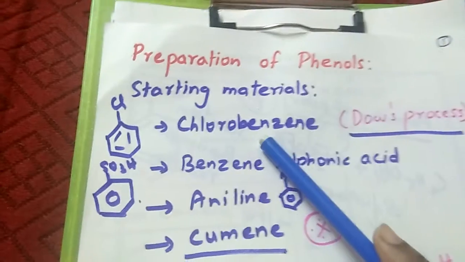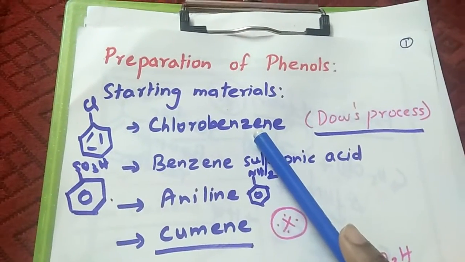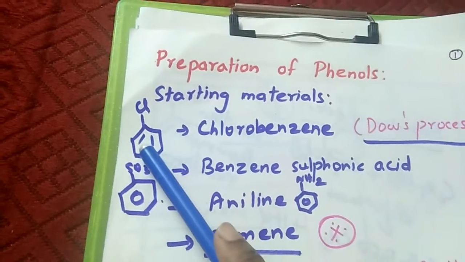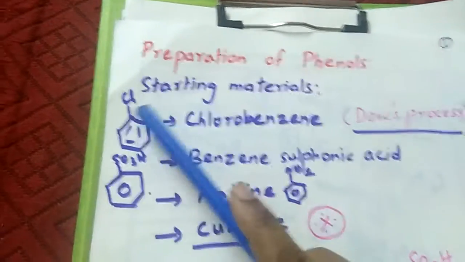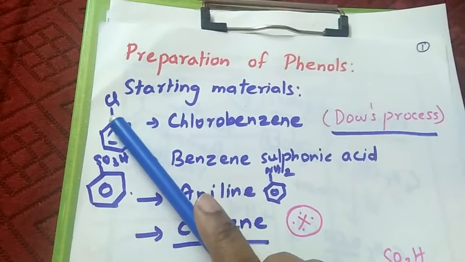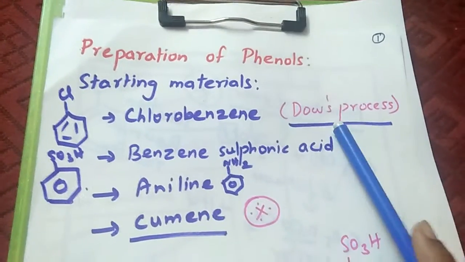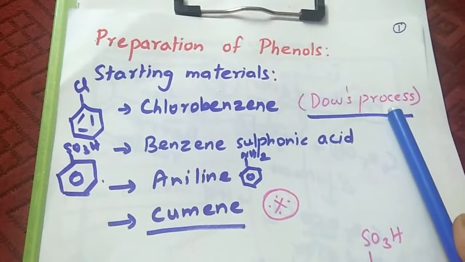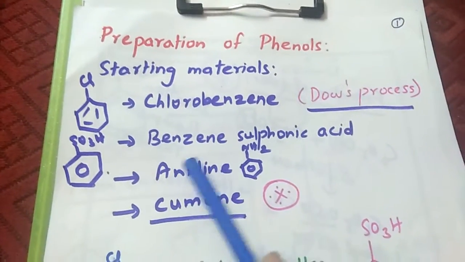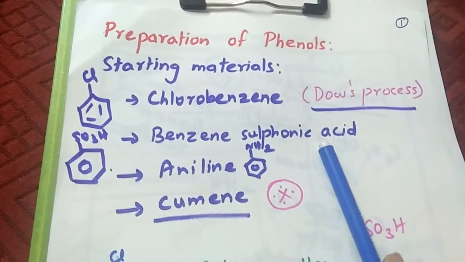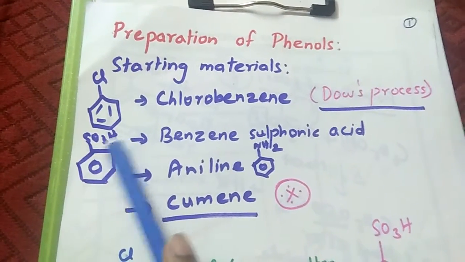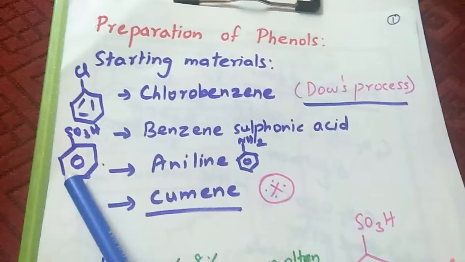Phenols can be prepared from chlorobenzene. Here, the benzene ring has a chlorine atom directly attached, and when this Cl is displaced by OH, you get phenol. The process is termed Dow's process. We are going to shortly discuss the equation of this process. Then phenols can be prepared from benzene sulfonic acid. Benzene sulfonic acid has an SO3H sulfonic acid group directly attached to the benzene ring.